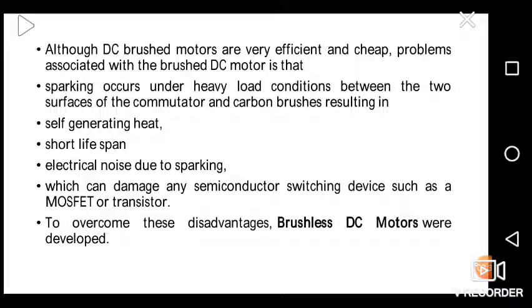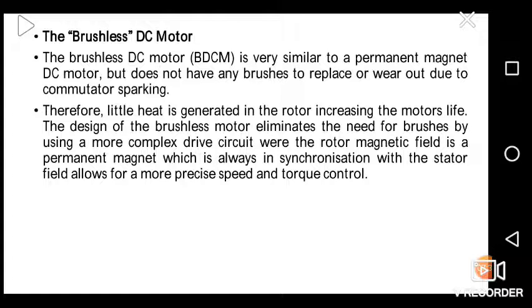To overcome these disadvantages, brushless DC motors were developed. The brushless DC motor is very similar to a permanent magnet DC motor, but does not have any brushes to replace or wear out due to commutator sparking. Therefore, little heat is generated in the rotor, increasing the motor life.